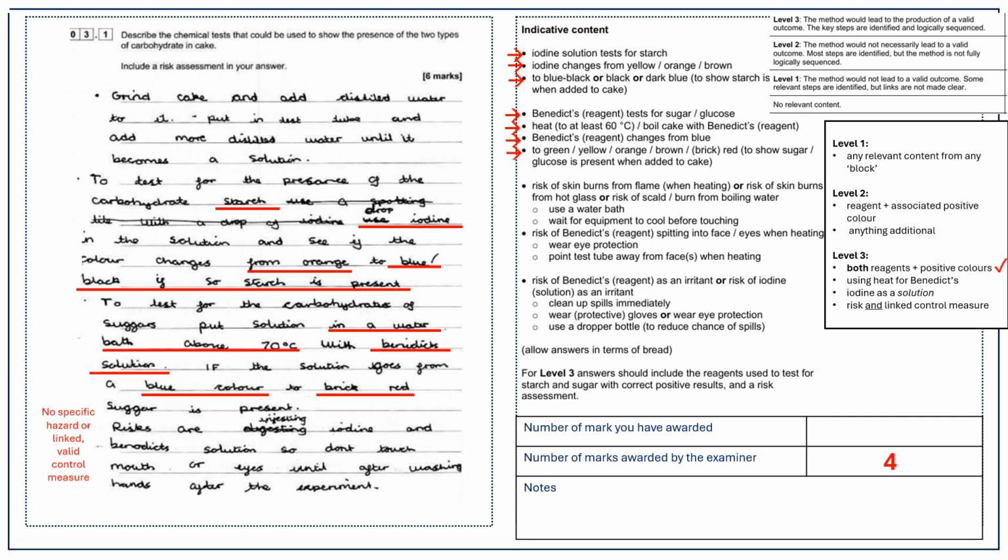They did mention both reagents and those positive colours. They did mention using heat. They have made it clear that iodine is a solution. They've used the term drop. However, because of the lack of risk and control measure, this student has a good level 2 response but can't unfortunately access that level 3 bracket. Take any notes that you feel you still need, and then we will move on to the next question.